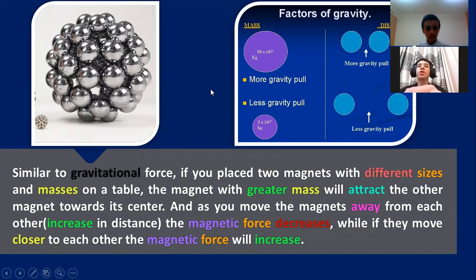Similar to gravitational force, if you place two magnets with different sizes and masses on a table, the magnet with greater mass will attract the other magnet towards its center. As you move the magnet away from the other, the magnetic force decreases, while if they move closer to each other, the magnetic force will increase.